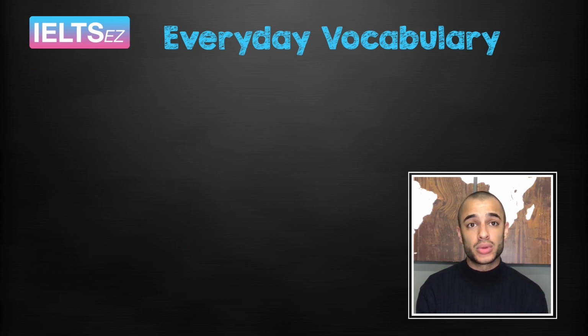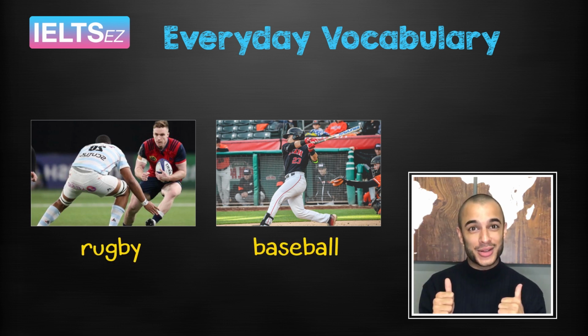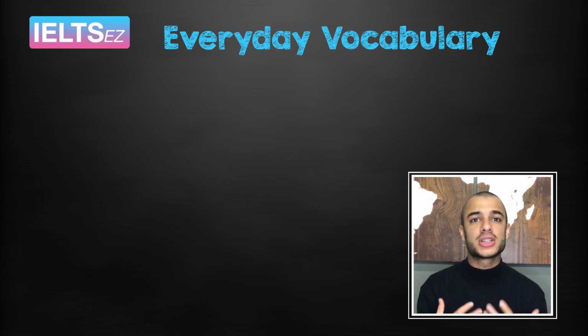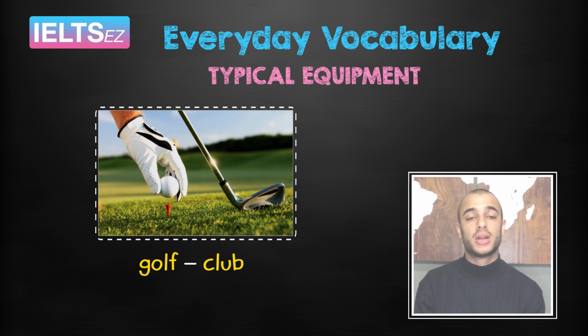Finally, what are the 2 sports in the pictures? If you said rugby and baseball, then you are correct. Good work. Now let's have a look at some more sports and activities and some of the typical equipment that is used for each one. Now look at the words and pictures that appear together and say after me.